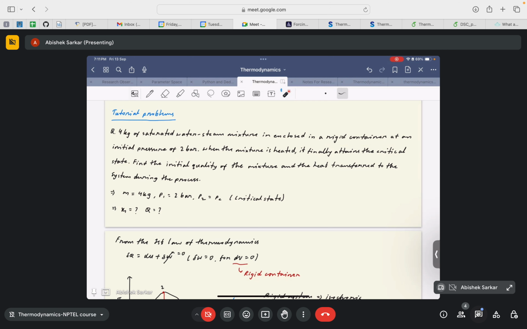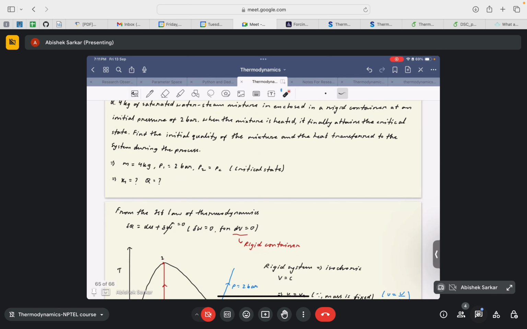It is discussed by Professor Anand, but I'm just revising it so that we can understand the concept properly and then solve the problems again, because I guess this problem more or less takes into account all the concepts together. So we have the mass of the mixture as 4 kg, the initial pressure is 2 bar, and the final pressure is the critical pressure PC, because the final state is at the critical state. We need to find the initial quality of the steam and the net heat transferred during the process to heat the steam to the critical state.